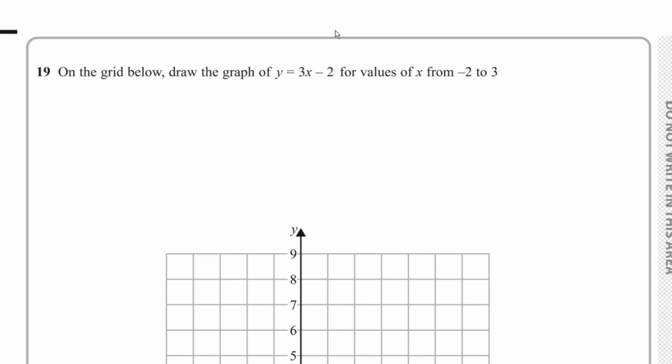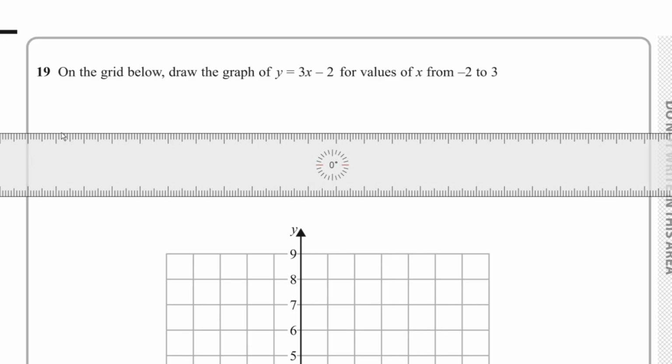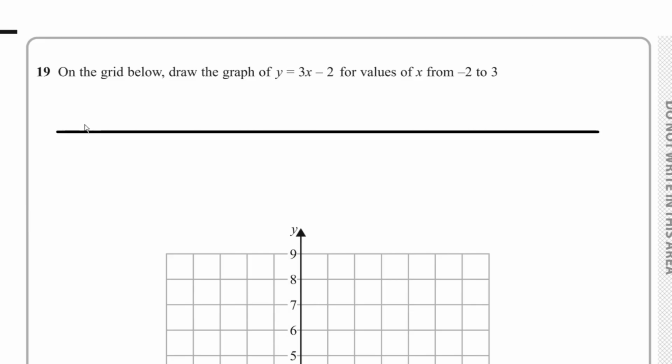Question number 19. On the grid below, draw the graph of y equals 3x minus 2 for values of x from minus 2 to 3. So what we need to do to begin with is construct a table of values. So we've got x and y.